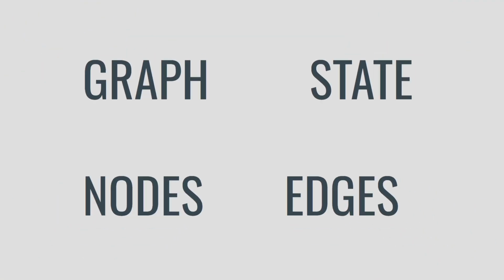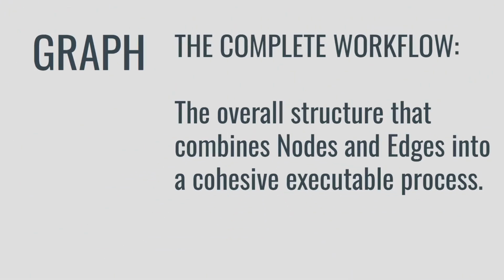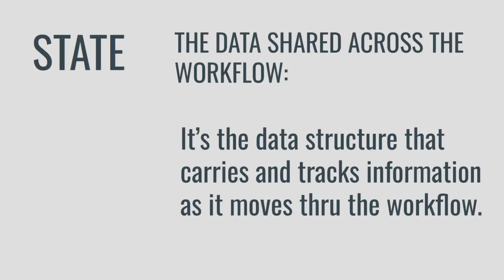Alright guys, so before we get started, I figured we touch upon these four pillars of LangGraph: the graph, state, nodes, and edges. So the graph, the complete workflow, the overall structure that combines nodes and edges into a cohesive executable process. Here we're talking about the state graph that holds the entire graph. Next, the state, the data shared across the workflow. It's the data structure that carries and tracks information as it moves through the workflow.